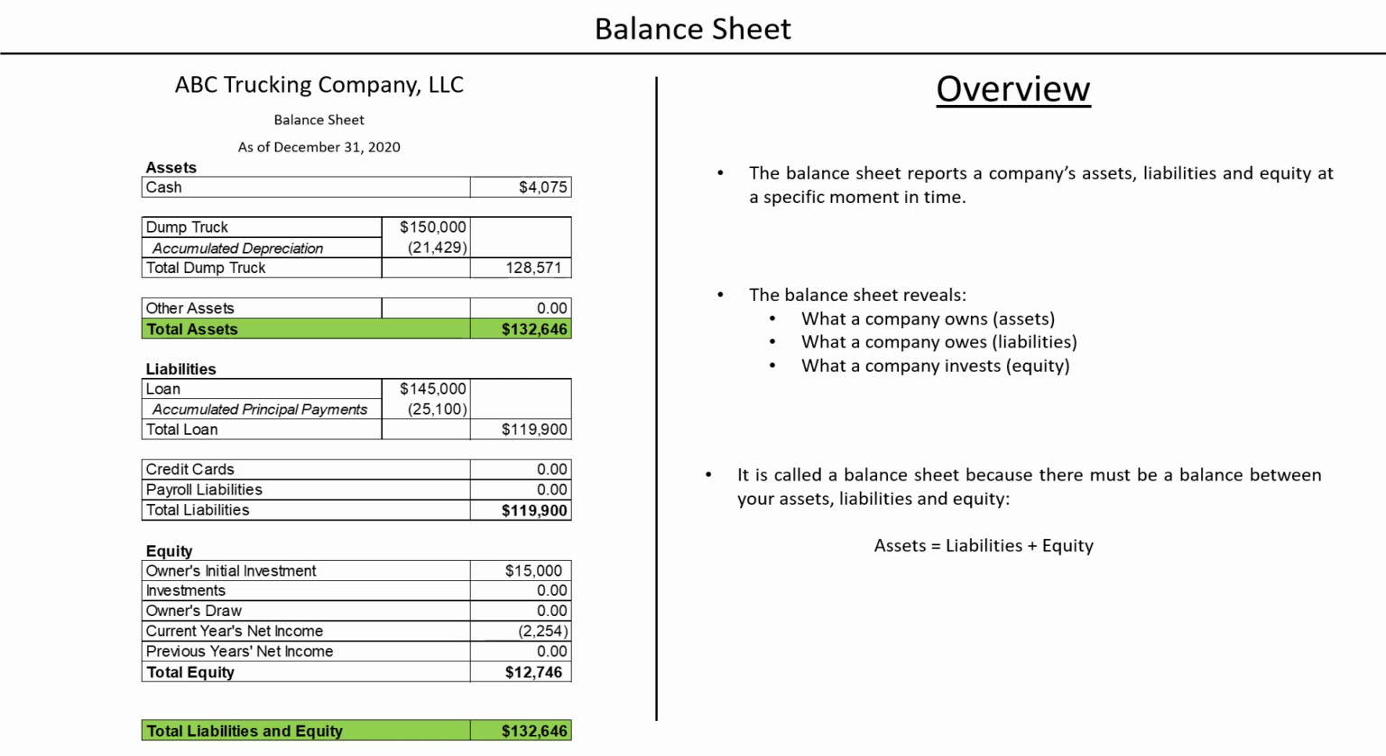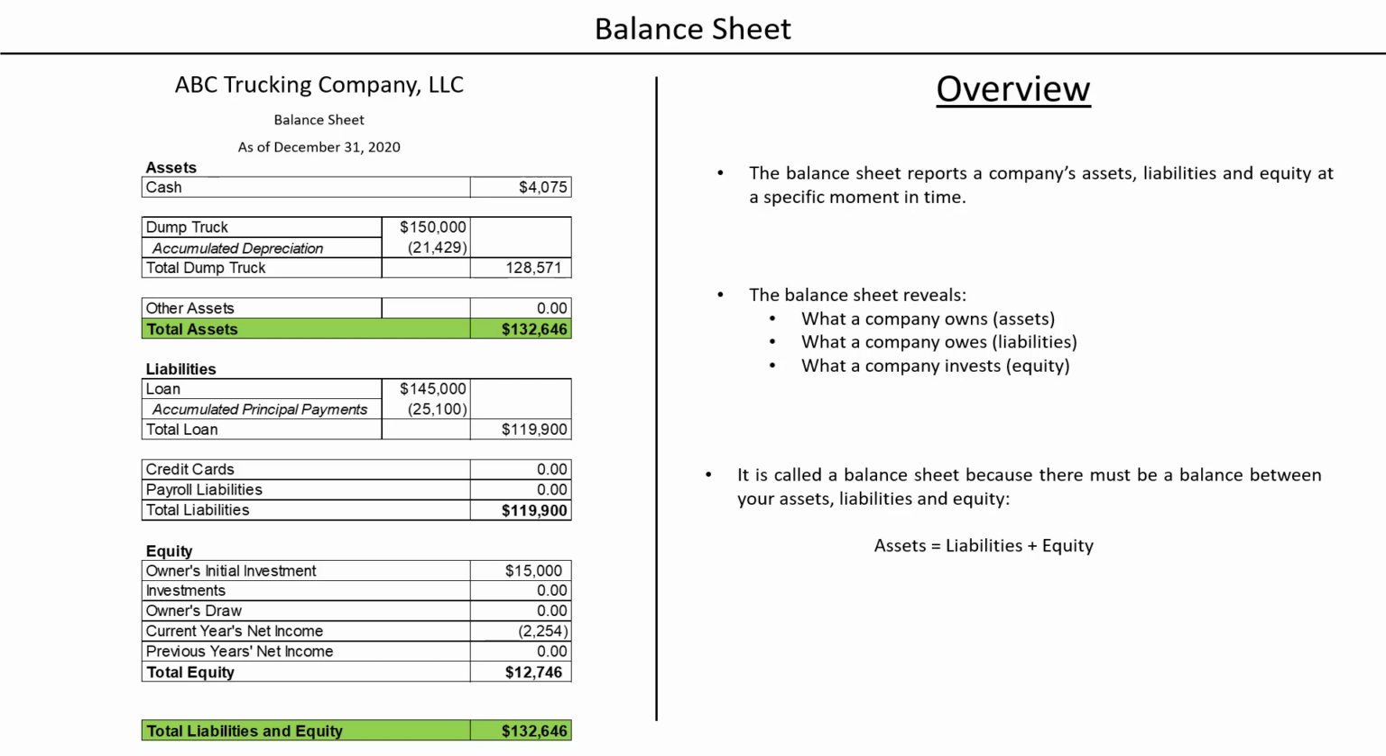The liability section shows what a company owes. For the ABC Trucking Company, the liability section reports the loan of $145,000 plus principal payments made throughout the year, leaving a balance of $119,900 at the end of the year. In this section, the company will also report any credit card balances or other liabilities such as payroll taxes incurred but not yet paid.